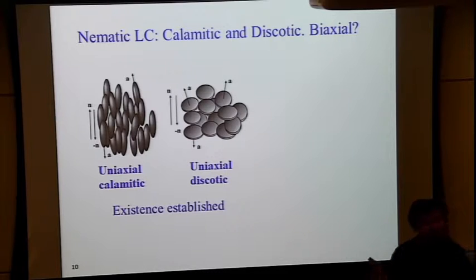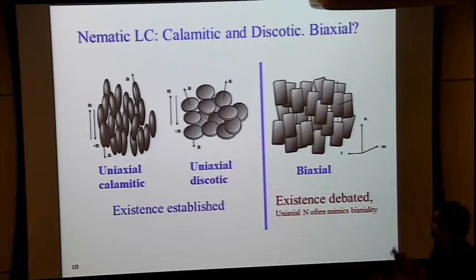By looking at this picture, you might wonder what would happen if I had something in between. Not exactly a disc, not exactly a rod, but some sort of a box. Then, in principle, there might be a biaxial nematic, shown here. But an interesting thing is that, despite many theoretical models that nicely predict the existence of such a phase, experimentally it has not been observed, at least not in a way that everyone would agree on. This is a very active area of research, and people are debating the very existence of this phase.